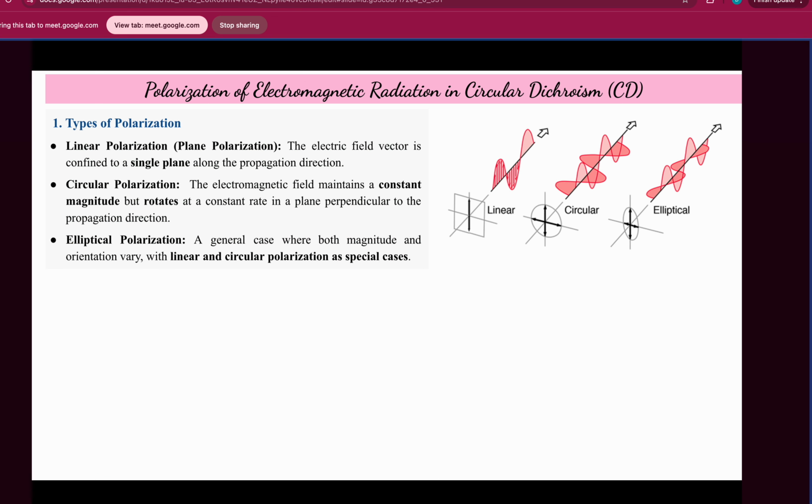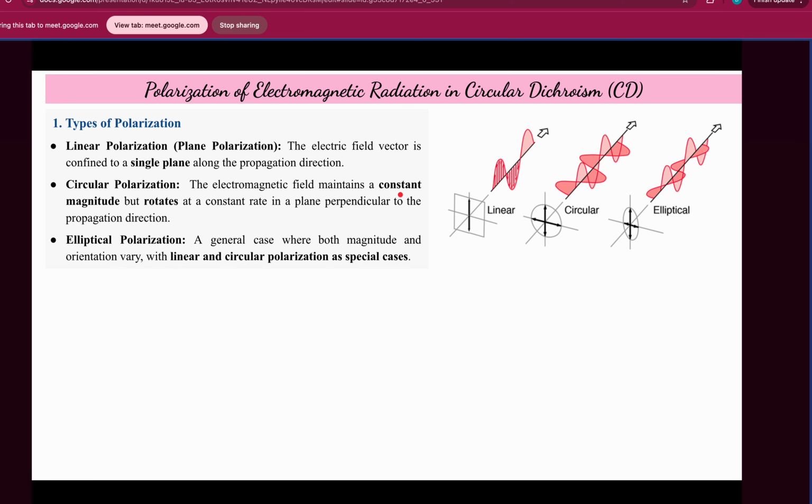Now I'll tell you about the types of polarization. The first is linear polarization, which is also known as plane polarization. It means that if I have two components, I only allow the light in one phase, or a single plane, to pass through. For example, in 3D, I have the XYZ planes, so I'll only allow it to pass in the Z plane. Then comes circular polarization, which is observed in CD spectroscopy.